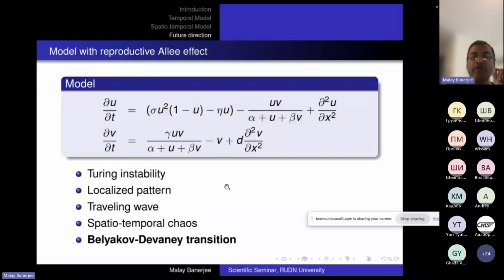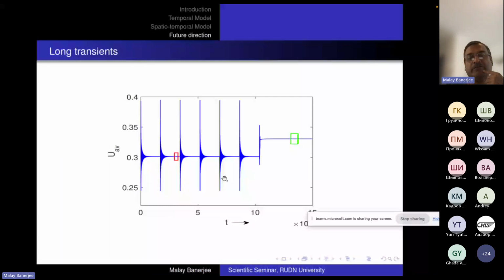Then, through careful observation, this is the time and this is the plot of the spatial average of the resource component. You can see there are different types of oscillation, and in this oscillatory structure, sometimes we can see some Turing-kind of pattern, but ultimately it settles down to a localized structure. This structure appears only when the Belyakov-Devaney bifurcation condition is satisfied.